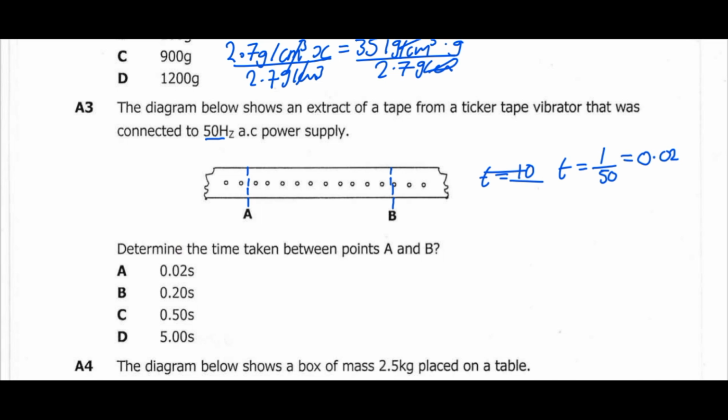Now for us to find the total time for these 10 dots, this 0.02 will multiply by 10 dots. So if we multiply by 10, the final answer will be 0.2 seconds. So this is how you calculate the time given the ticker tape vibrator.